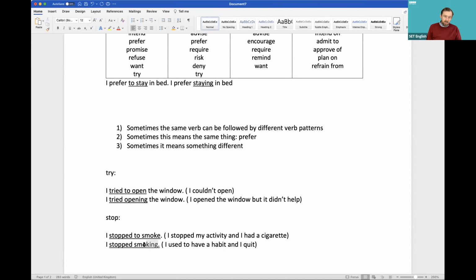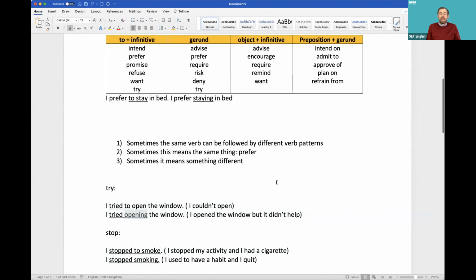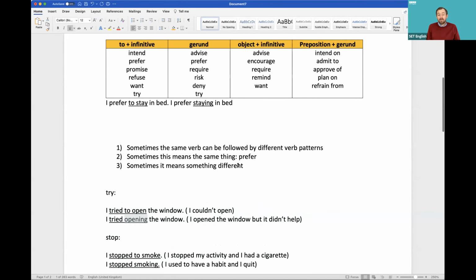So here, when we use this gerund after stop, it's a completely different meaning. And unfortunately, these are very different. Okay, opening is not a habit. So it's not about the fact that gerunds can be habits. It's just that sometimes they have different meanings. So that's something that we have to be prepared for.